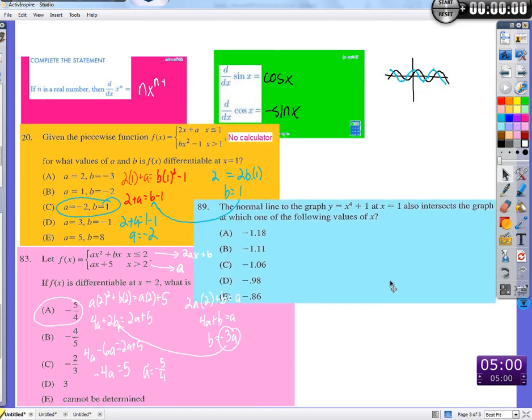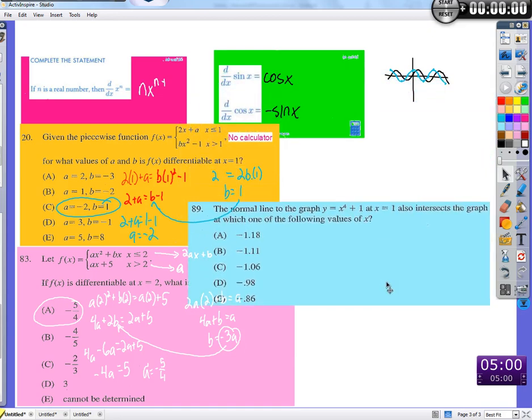Good, yeah, especially. Okay, we can kind of read now. The normal line, we'll talk about that in a second, to the graph of this at x equals 1. So x to the fourth plus 1 looks something like this. Right? It's a pretty steep graph. It's like a parabola, but steeper, and at the bottom a little flatter. At x equals 1, it also intersects the graph at which of the following values.